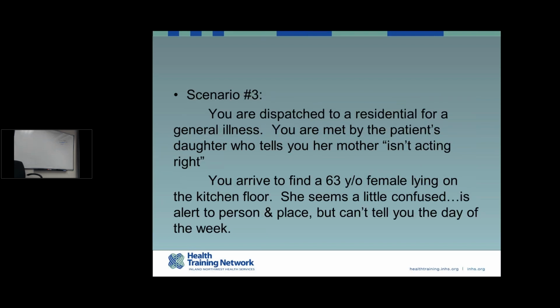All right, let's see, Michelle, this looks like yours. You are dispatched to a residence for general illness. Your medication is moderate until symptoms, there is a diagnosis. You are met by a 63-year-old female laying on the kitchen floor. She seems a little confused about this person and place and can't say anything. So how many times do you see this patient? Right? Another one of your bread and butter type things. Okay? So Michelle, what are you thinking about from the door?